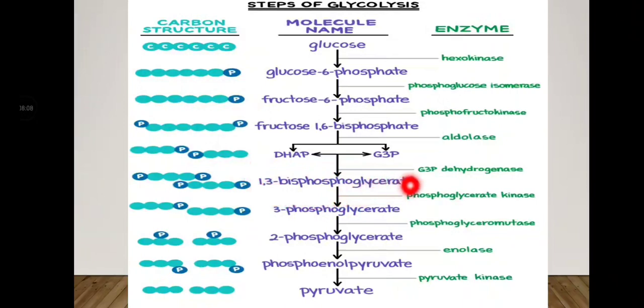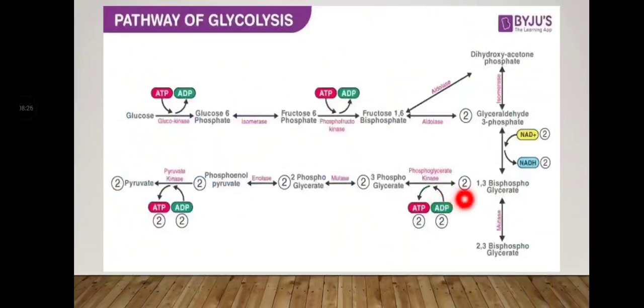Then the 1,3 bisphosphoglycerate is converted to 3-phosphoglycerate by the enzyme phosphoglycerate kinase. This reaction generates ATP, as can be seen here. The conversion of 1,3 bisphosphoglycerate to 3-phosphoglycerate generates what? ATP, and this reaction is catalyzed by the enzyme phosphoglycerate kinase. So it releases ADP to give off what? ATP.